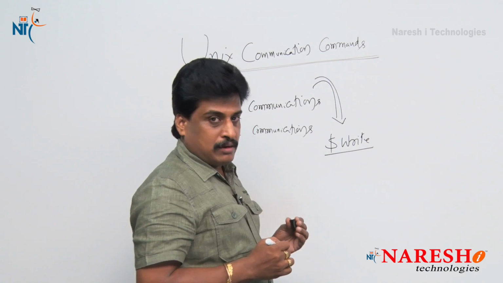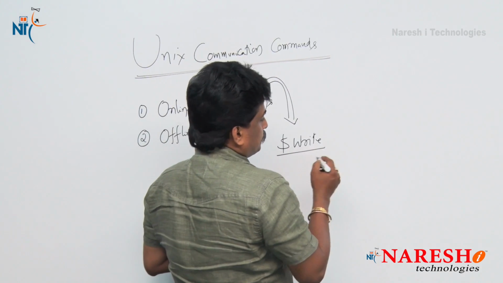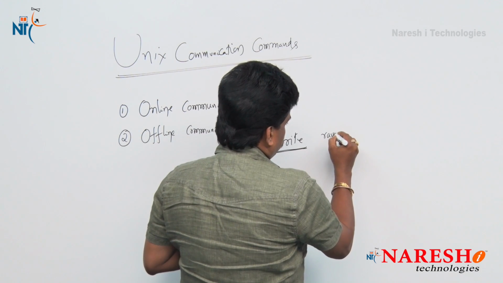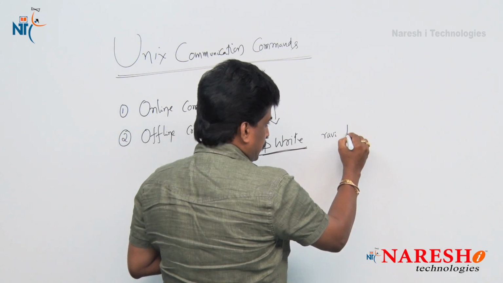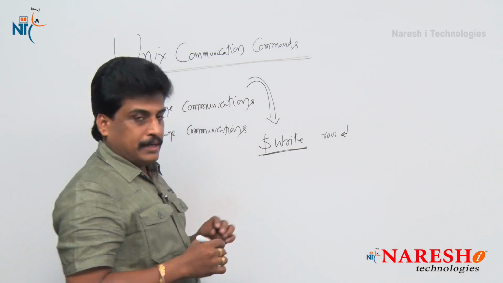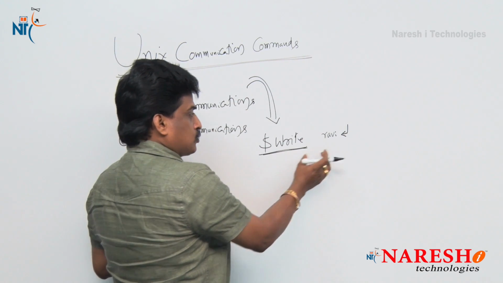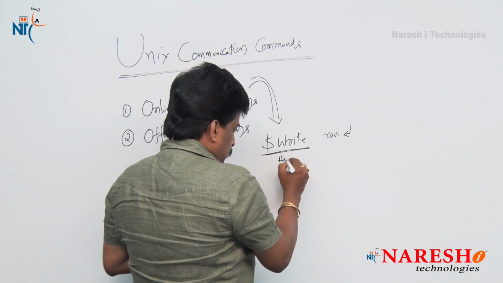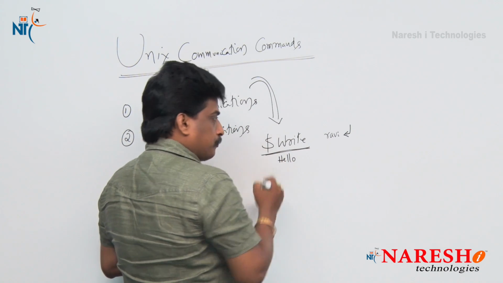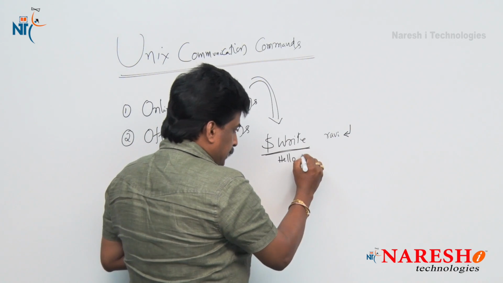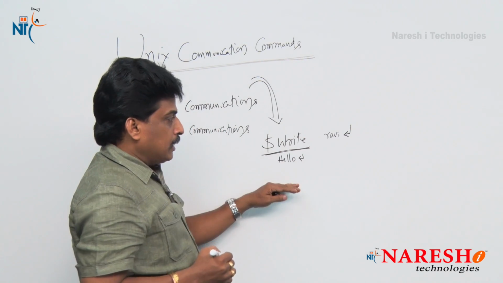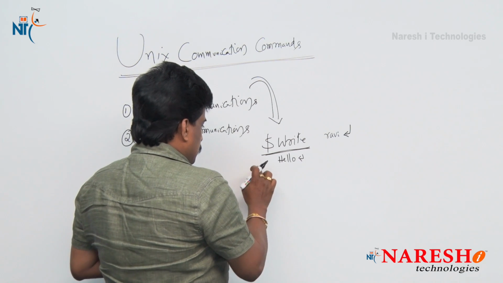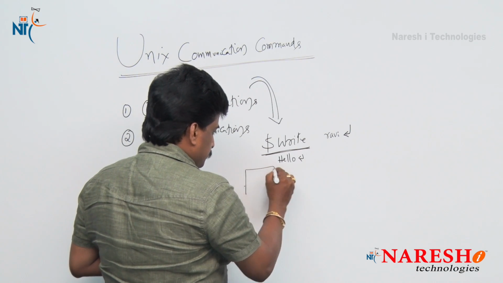We'll see one example on write. Write, I am going to send a message to Ravi, and hit the return key. Once you hit the return key, the command execution starts and it is ready at the prompt, and I type immediately hello. Once you hit the return key, it is delivered to the Ravi user. In this system, the Ravi user is available.